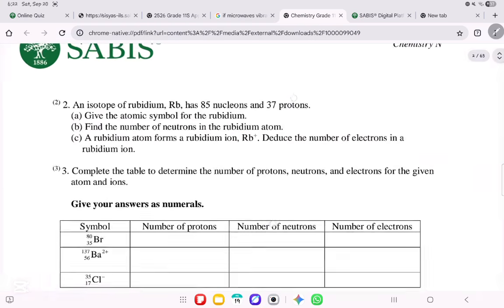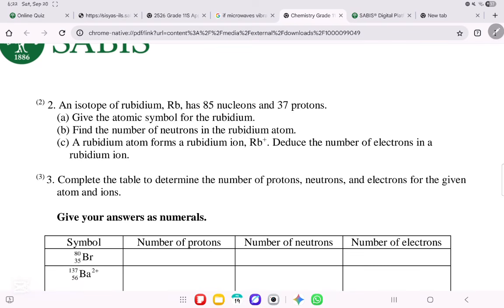Perfect. Let's move on to question number 2. An isotope. What's an isotope? An isotope is something that's of the same element, that has the same atomic number, the same chemical properties, but different mass number and different physical properties. They said an isotope of rubidium has 85 nucleons and 37 protons.